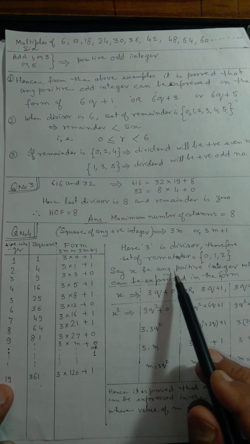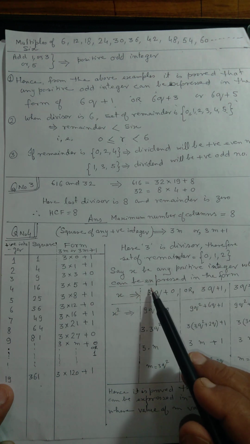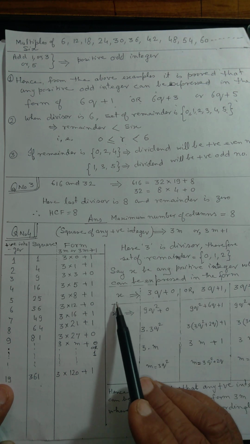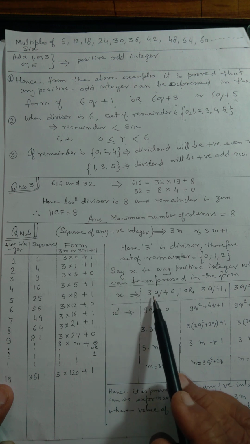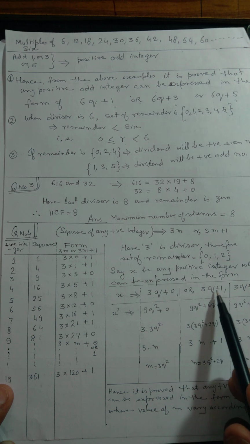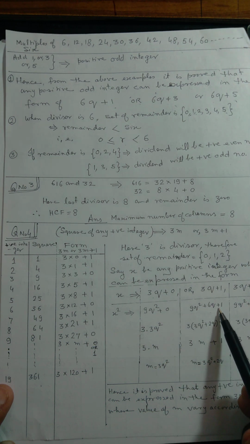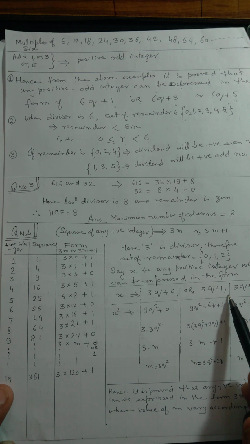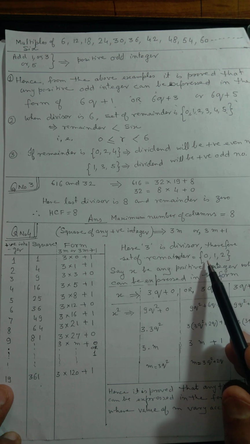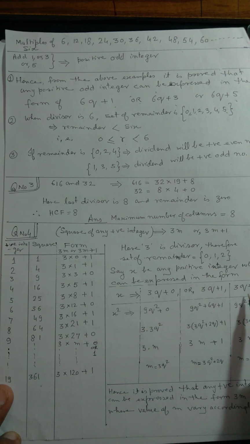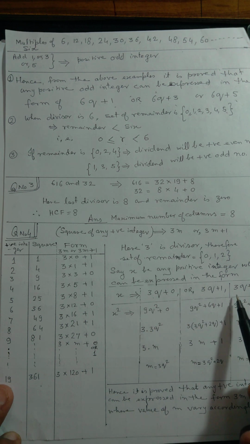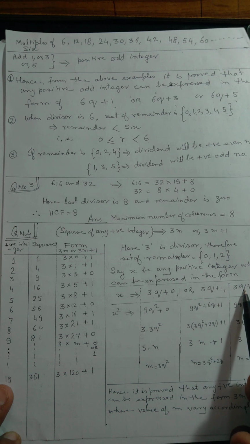Say x is any positive integer which can be expressed in the form of this. So x, you see here, 3q plus 0. Here the remainder is 0. 3q plus 1. Here the remainder is 1. 3q plus 2. Here the remainder is 2. And the possible set of remainders is 0, 1, 2. Here I have written it. Any positive number can be expressed in this form, either this or this or this.